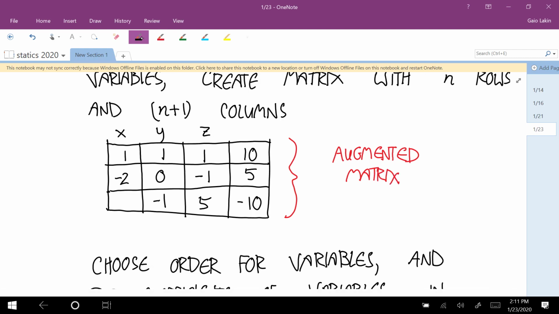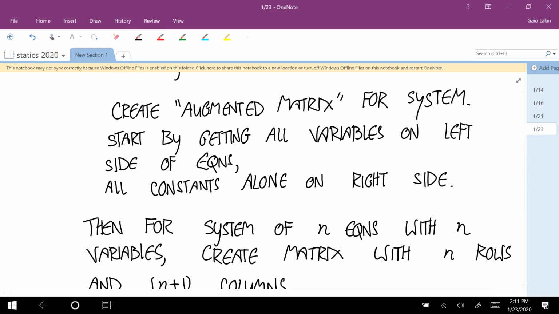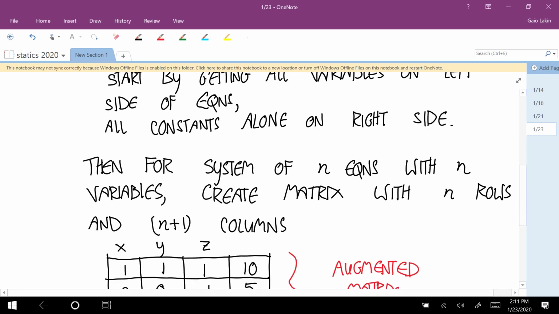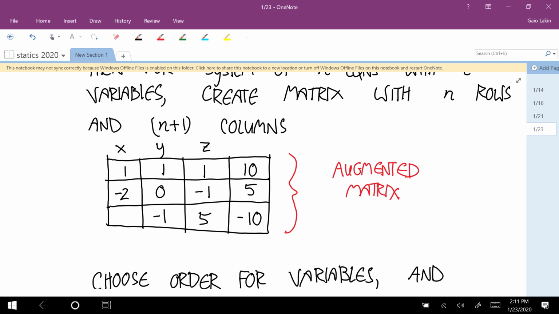Once you have that entered in your calculator, and let me point out before I say that, what would have happened if I didn't get the constants alone on the other side of the equation? If I'd left them all on the left side of the equation, I would have entered negative 10 for the first equation, negative 5, positive 10, and you get the wrong answers. You actually get exactly the opposite answers. So those need to be alone on the right side of the equation.